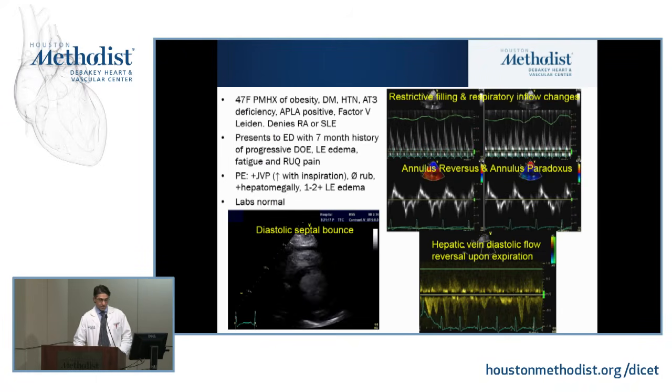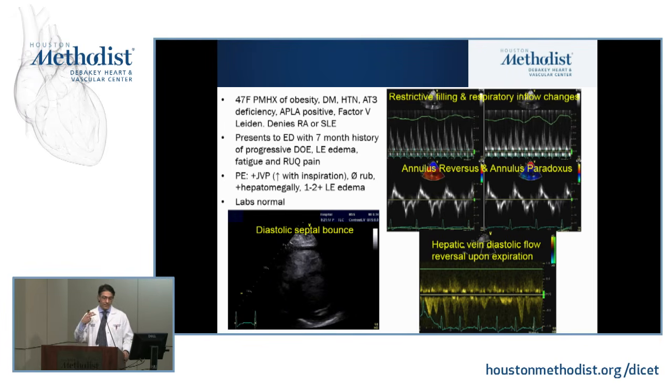Okay, so let's move on to another disease process. Now we're moving to more of the chronic stage. So this was a case, a 47-year-old. She had a bunch of interesting diagnoses: AT3 deficiency, APLA positive, factor V Leiden, denied any known rheumatoid arthritis or lupus. She presents with a 7-month history of progressive dyspnea on exertion, lower extremity edema, fatigue, and right upper quadrant pain.